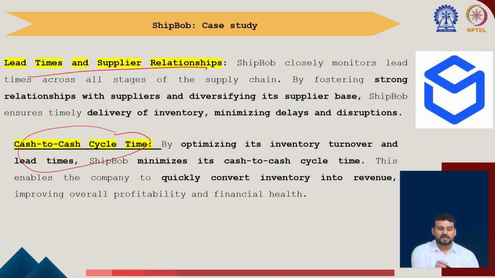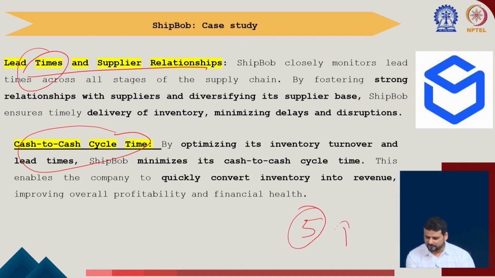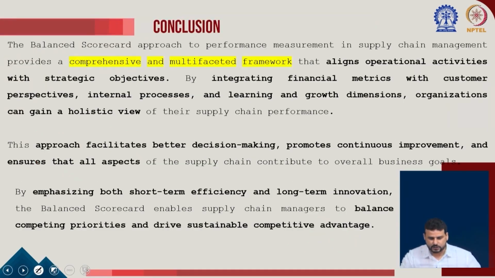Cash to cash cycle: if lead time is minimized, let's say if you are taking 5 days to deliver the product, obviously you will get the payment after 5 days. If you are delivering the product within 1 day, you will generate cash in 1 day, right? So that means you are quickly generating the cash out of selling your stock.